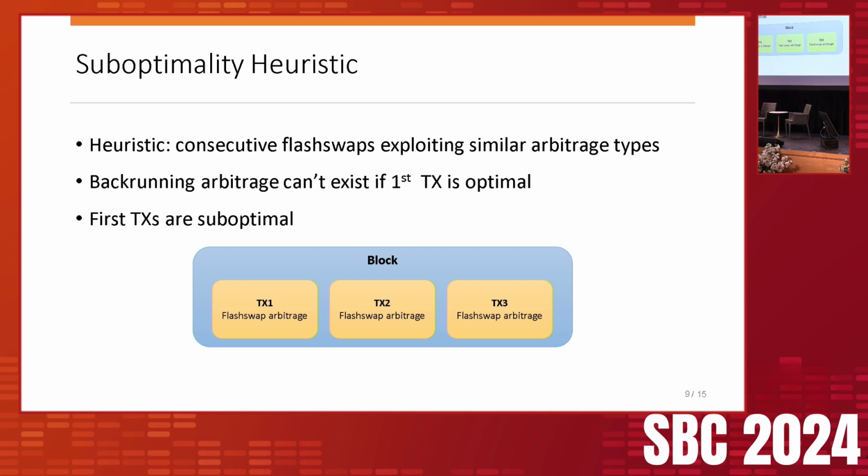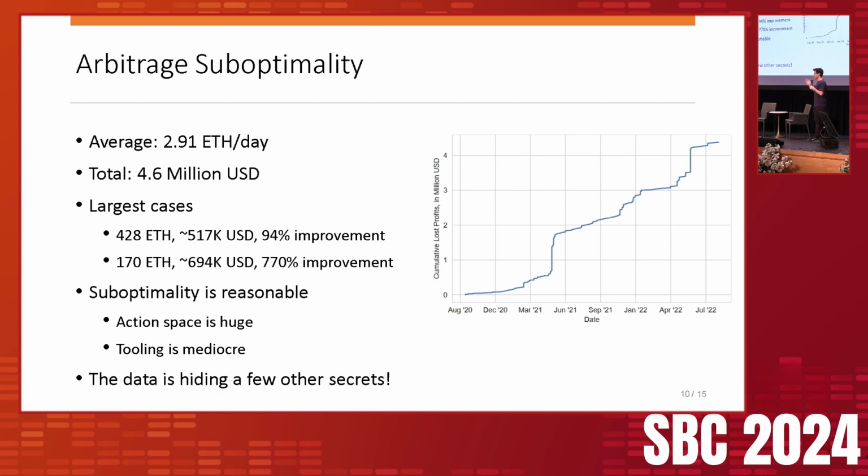This shows that the first transaction in the sequence is actually suboptimal, because if all transactions use flash swaps, it means that no one needed any upfront capital to succeed. Meaning that the first transaction could have done whatever all the latter transactions did and earned their profits. So when applying this heuristic on the data for the 2 years before we wrote this paper, we estimate the amount of money left on the floor by arbitrageurs at at least $4 million.